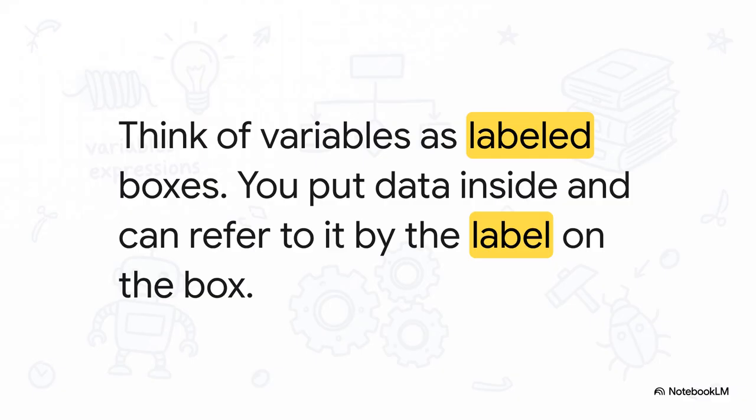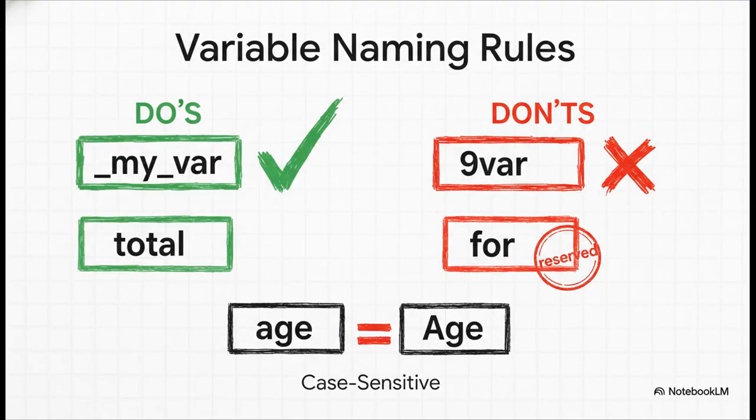The absolute best way to picture this is with a simple analogy. A variable is just a labeled box. That's it. You put the number 25 inside a box and you write user_age on the label. Now, anytime your program needs to know that age, it just has to look for the box labeled user_age. Simple as that.